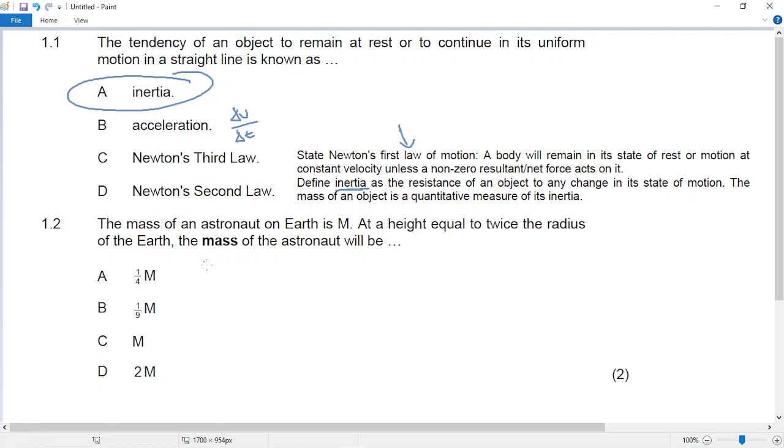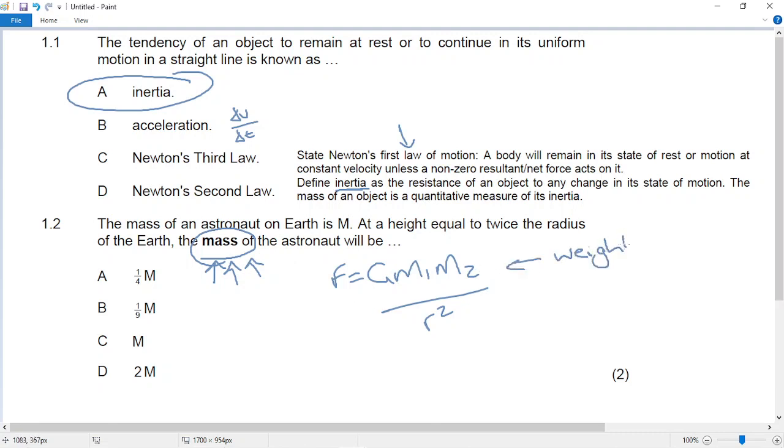Now it says to you here, 1.2, the mass of an astronaut on Earth is m. At a height equal to twice the radius of the Earth, the mass of the astronaut will be. And everybody leaps for Newton's law of universal gravitation and starts thinking, what must I do? No. What is your mass? This question is about mass. This formula is for weight. The force due to gravity, Fg, is given by the law of universal gravitation.